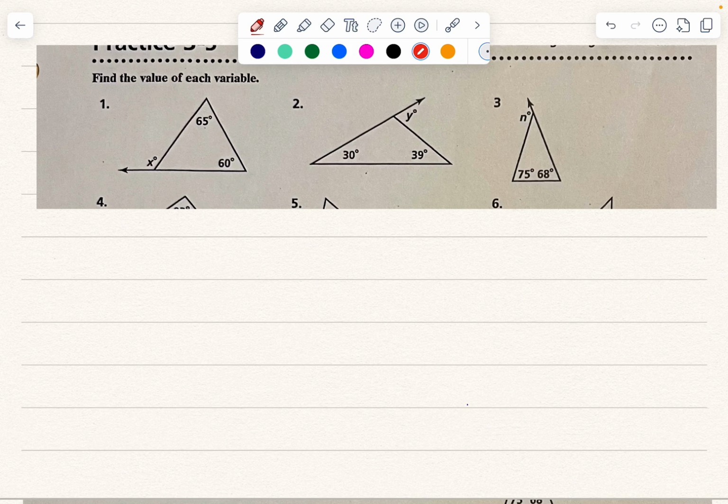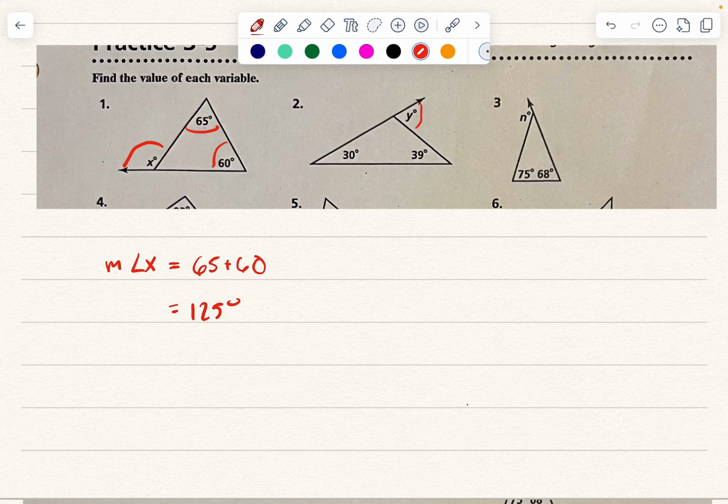All right, on number one here, this is your real basic example of here is an exterior angle, and here are the two remote interior angles. So we know that the measure of x has got to be equal to the sum of those two, 65 plus 60, which gives us 125. Okay, again, number two, it's the exact same point. Number three, it's the exact same point.